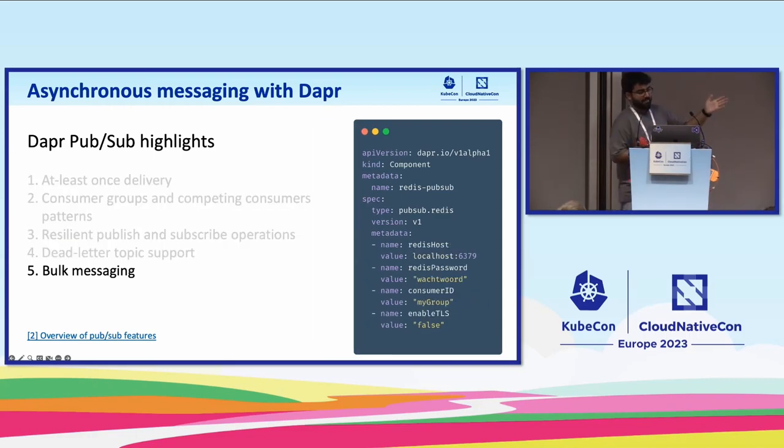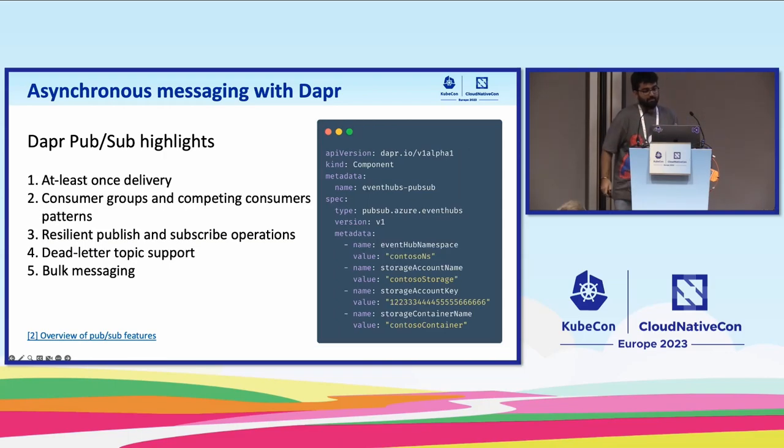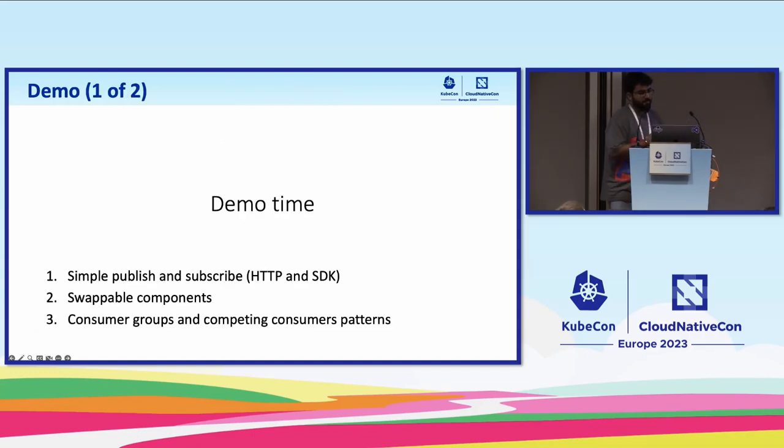Also note that on the right side, we have something called a component spec. This is how you tell Dapr that, hey, I have a Redis component, which is of type pubsub.redis, and it's located at this host. This is the password, and that's how you connect with it. That's all you need to connect to Redis. And you could just swap it out with a different component. In this case, it's an Azure Event Hub component, and the metadata changes, and that's it. That's all you need to do to tell Dapr how to talk to these components.